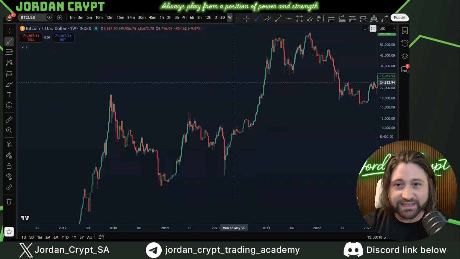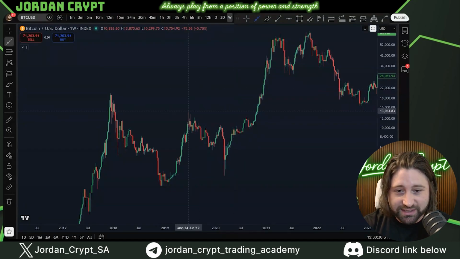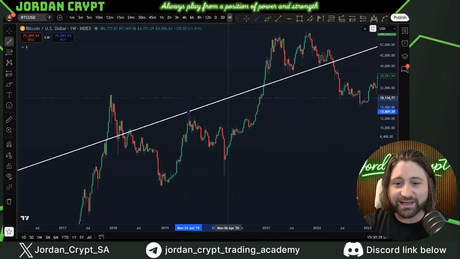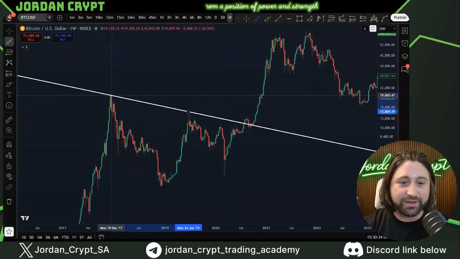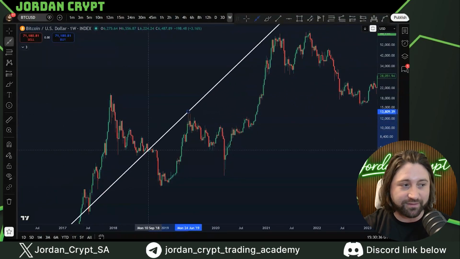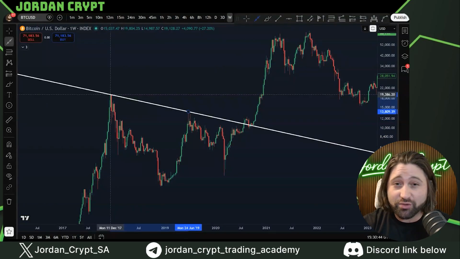Once you've selected the extended line tool, just click right on the top of the wick of that pivot point. Then your line will extend to the left and the right. Now is where it gets interesting. On this downtrend on the left, we're going to be selecting strong reversal points.